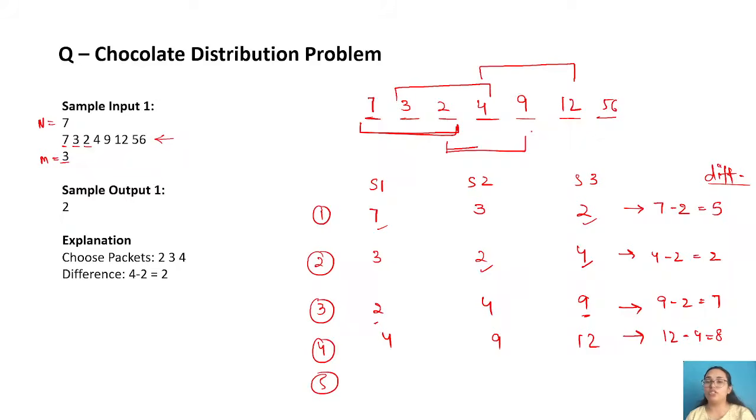Now the next possible combination is 9, 12 and 56. So 9, 12 and 56, right? Now again, if I subtract, 56 minus 9 is what? It's 47. So now you can assume that you have this list of differences: 5, 2, 7, 8, and 47.